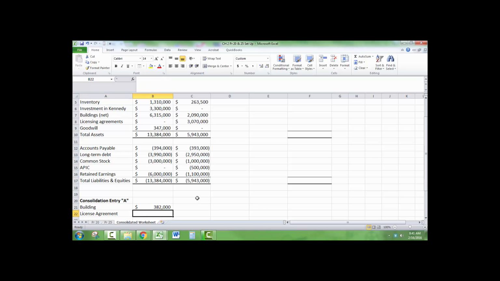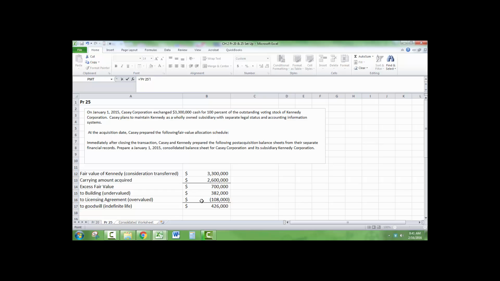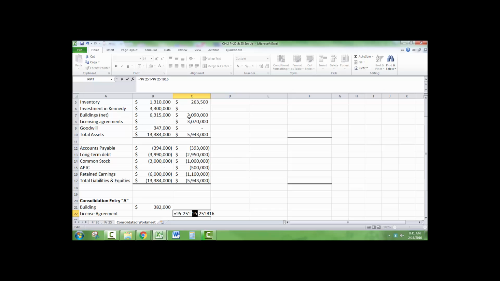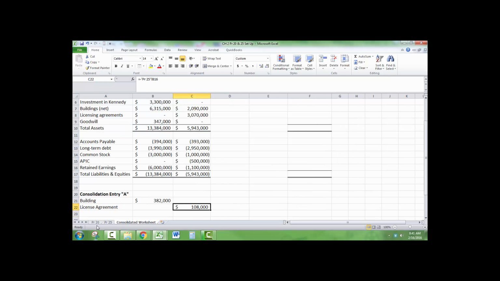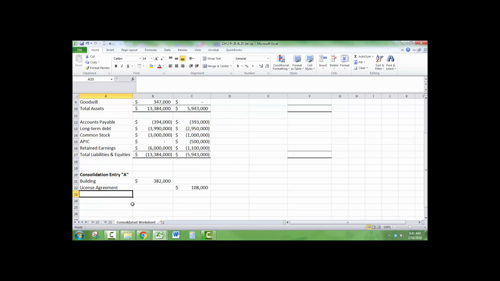Normally, a fair value difference would add to it, but this isn't. It said that it was overvalued on the books, which means we're going to subtract from it, which means we're going to have a credit balance. And I'm going to change the sign because we don't have negative numbers in our journal entry. I should put the negative sign beforehand. Okay, so we're crediting the license agreements for $108,000.